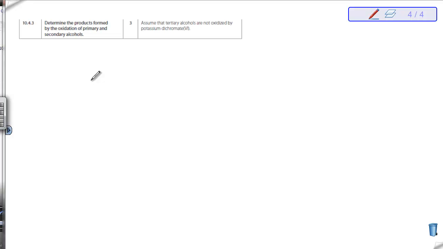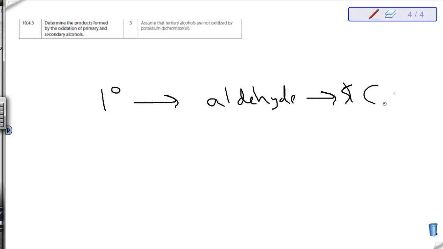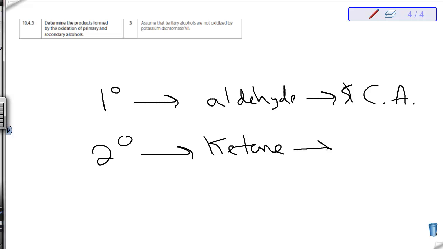So remember, a primary alcohol will go first to an aldehyde, then to a carboxylic acid if you let it go long enough. A secondary will go to a ketone and then stop. And the tertiary will not be oxidized at all. Remember that potassium dichromate starts as orange and turns green as evidence.